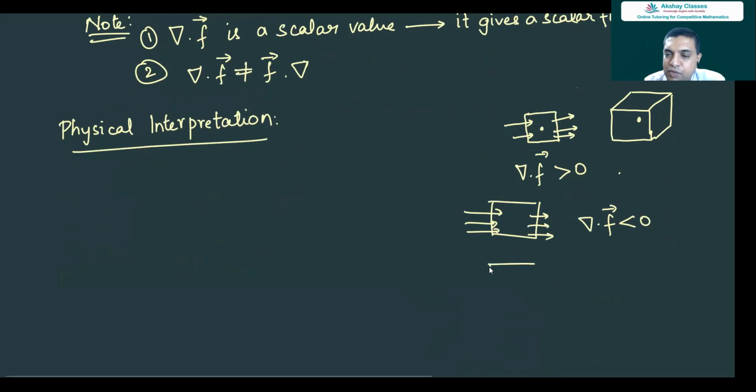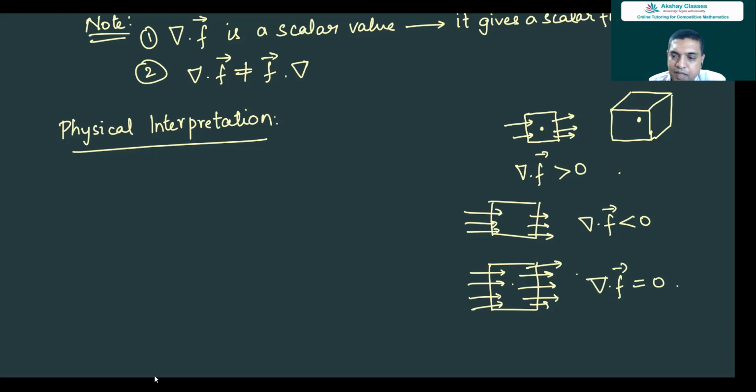And suppose you have a constant fluid velocity field. That means if you choose a region, the flow of water into this region and out of this region is the same, then the divergence will be 0. This is the case in fluids. Those of you who have studied fluid mechanics, this is the case of incompressible fluid flow. The divergence of the velocity vector field will be 0.